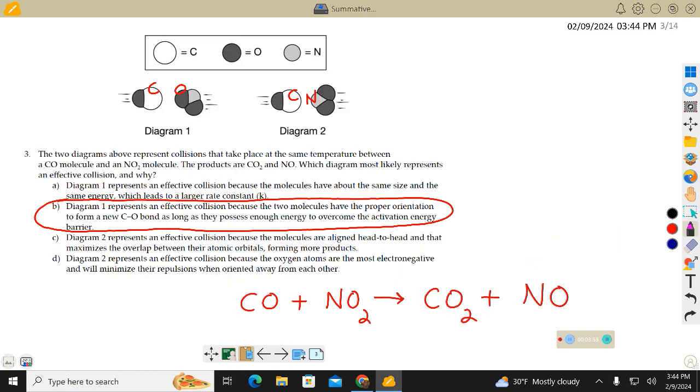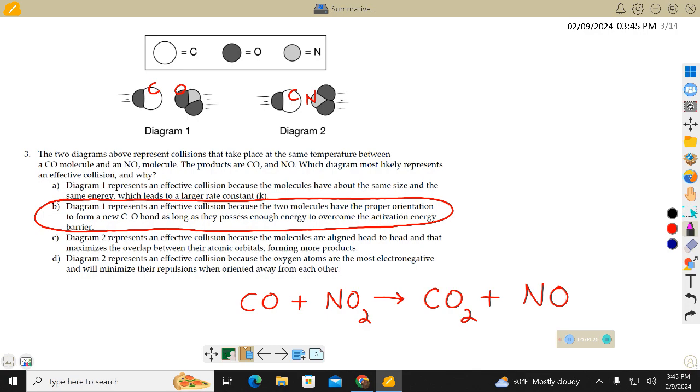Question 3. I've got 2 diagrams that represent collisions between carbon monoxide and nitrogen dioxide. We want to know which diagram most likely represents an effective collision and why. Now, there's a couple of different ways that you could think about this, but we mentioned that particles need to collide with sufficient energy, and they need to collide with proper orientation.